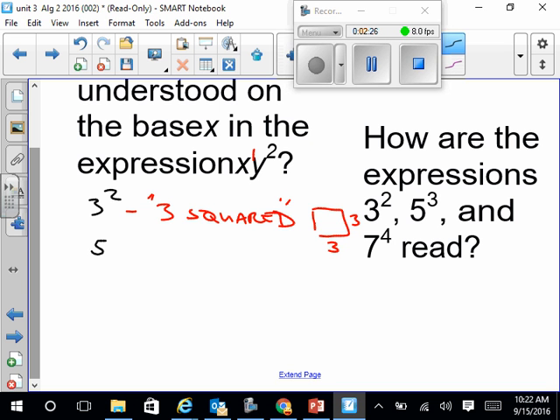All right. The last one was just 7 to the 4th power. There's nothing special. Once you get to the 4th, there's no special word or anything like that. To the 4th power, 5th power, 6th power, and so on. We got those guys.